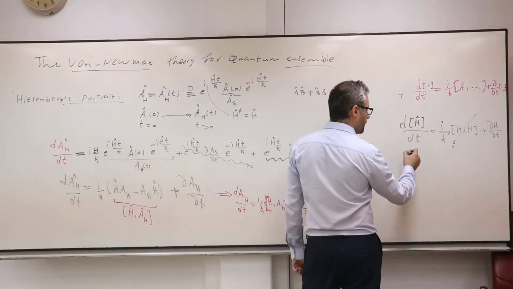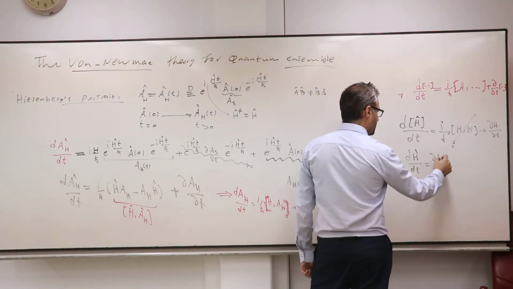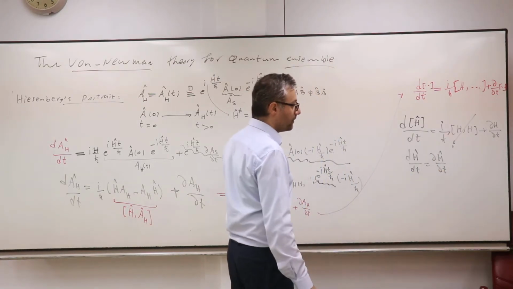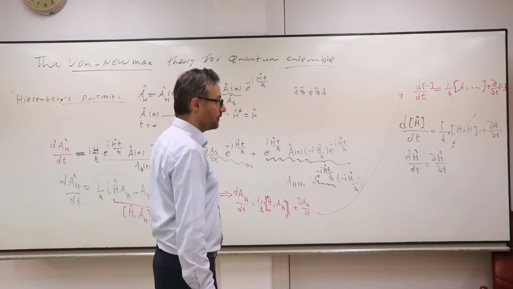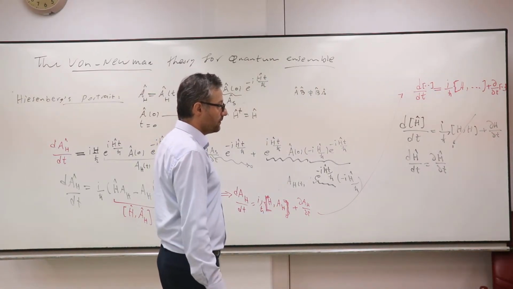So look at that. We find that dH/dt is the partial derivative of H with respect to t. And if the Hamiltonian is not really a function of time, you can set it to 0. So that will be the equation.